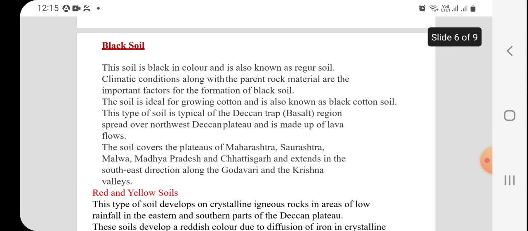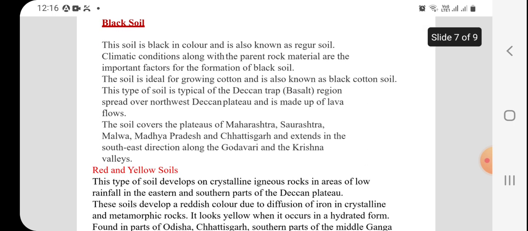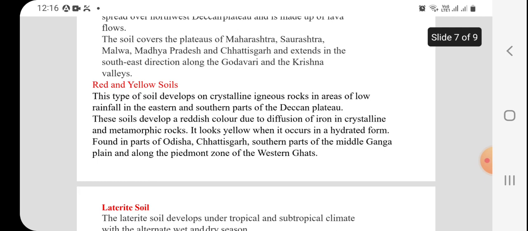Black soil. Black soils are more common in India. In the northwestern part of India, once upon a time a volcanic eruption took place. After weathering over millions of years, today it has formed one of the best fertile soils, that is black soil. It has more iron and clay. It is important for cotton cultivation. The soil covers the plateau of Maharashtra, Saurashtra, Malwa, Madhya Pradesh, Chhattisgarh and extends in the southeast direction along the Godavari and Krishna valley. Then red soil.